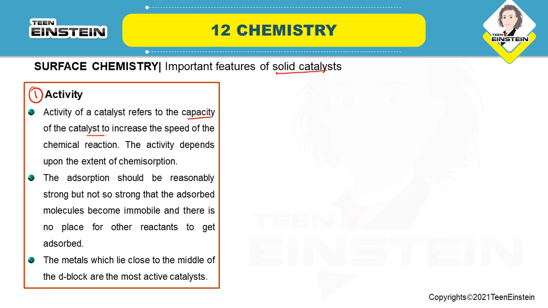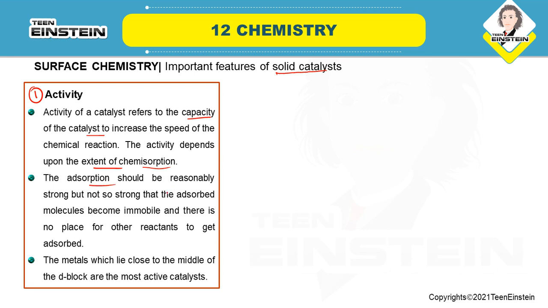If the speed is very high, we will say that activity is very high, but it may be that the speed is increasing but not so much. In that case, activity is not very high. So this activity depends upon the extent of chemisorption. If the chemisorption process is very good, then activity will also be increased.